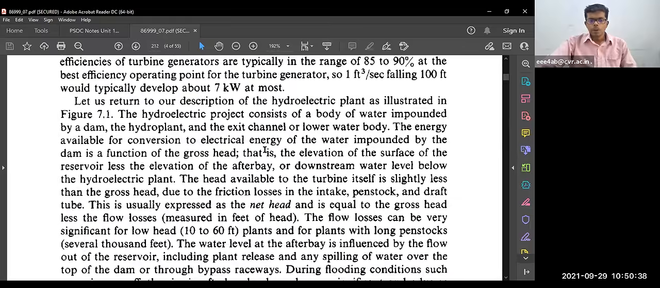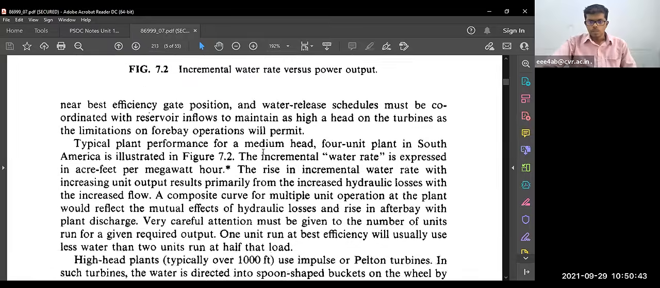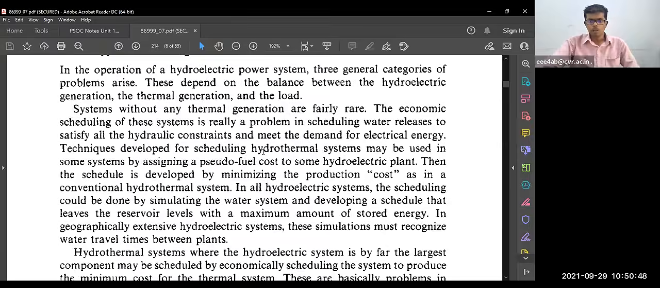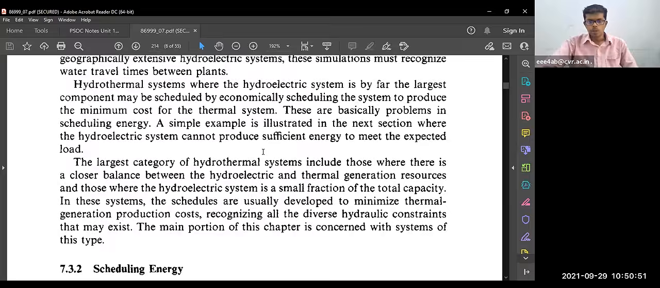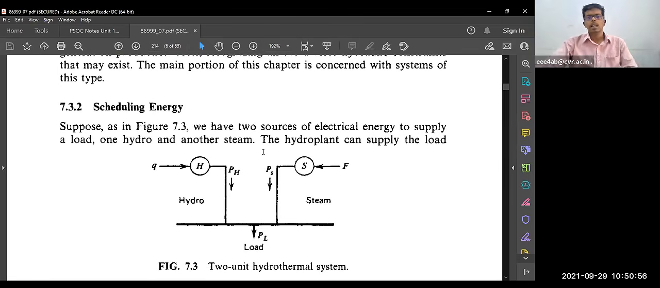Next, we are going for hydrothermal scheduling. There are many types of scheduling problems, and one such important type is hydrothermal scheduling, where we are trying to meet the demand. What we have seen as of now is only thermal generating unit scheduling, and I think we have solved many problems in that.